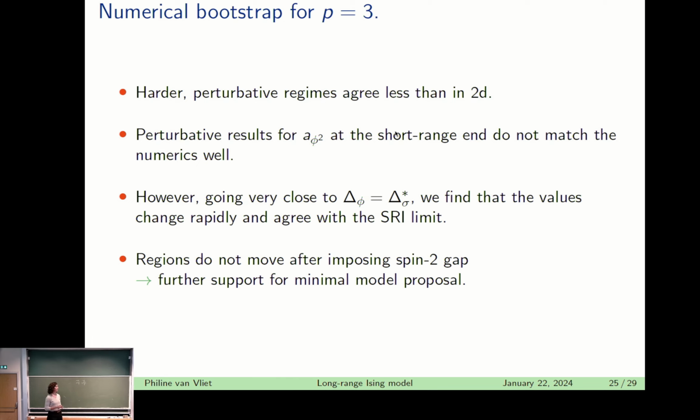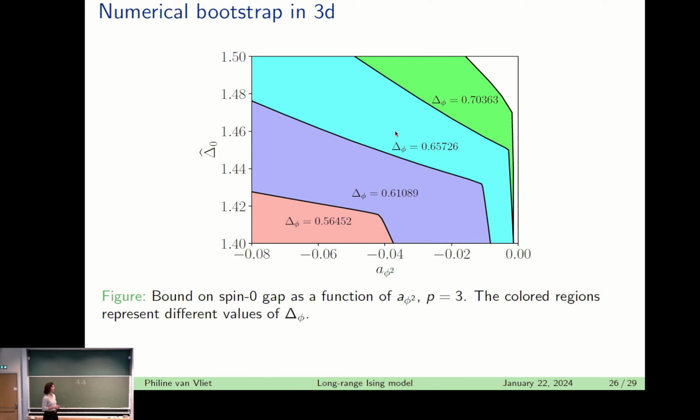But what we also see is that the bounds that we get do not move after imposing a spin2 gap, and we only find a single kink, which we can see here, which is furthermore some support for this idea that the second kink was given by a coupling to the minimal models because they have upper critical dimensions below d equals 3. So here are some of the results that we get. Again, we put a bound on the scalar operator in terms of phi squared, and we see that we get these nice kinks for different values of delta phi.